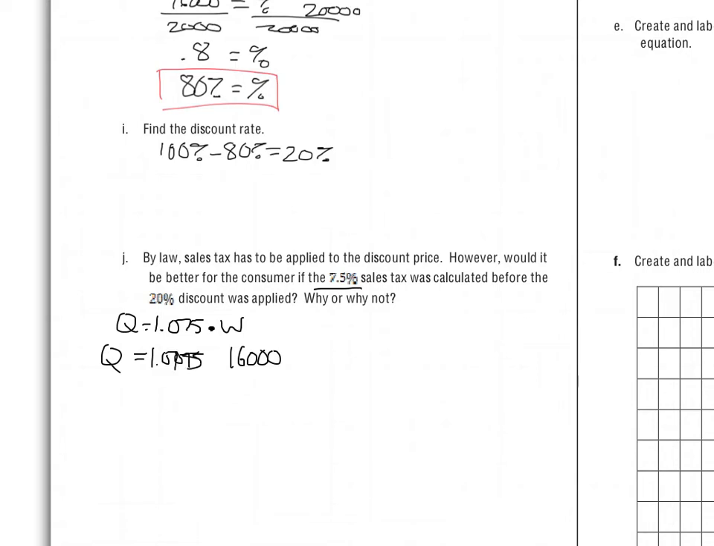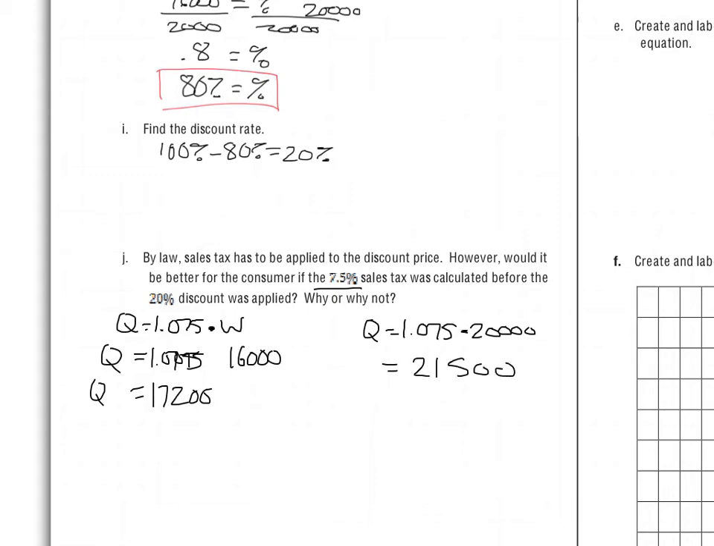$1.075. And if we plug that into our calculators, 1.075 times 16,000 is equal to 17,200. Now, if we do it the other way and we calculate the tax originally, quantity is equal to 1.075 before the discount. So times 20,000 is going to give us 21,500.